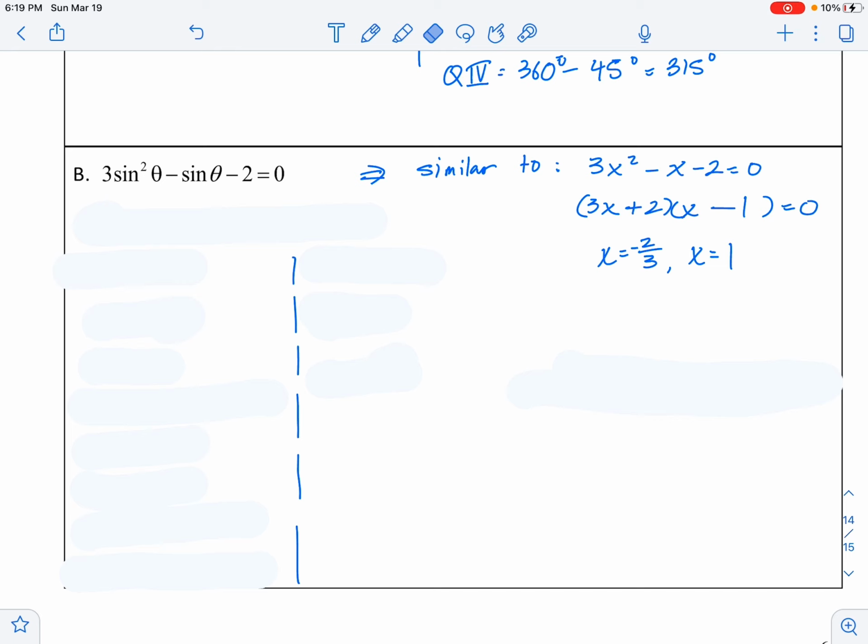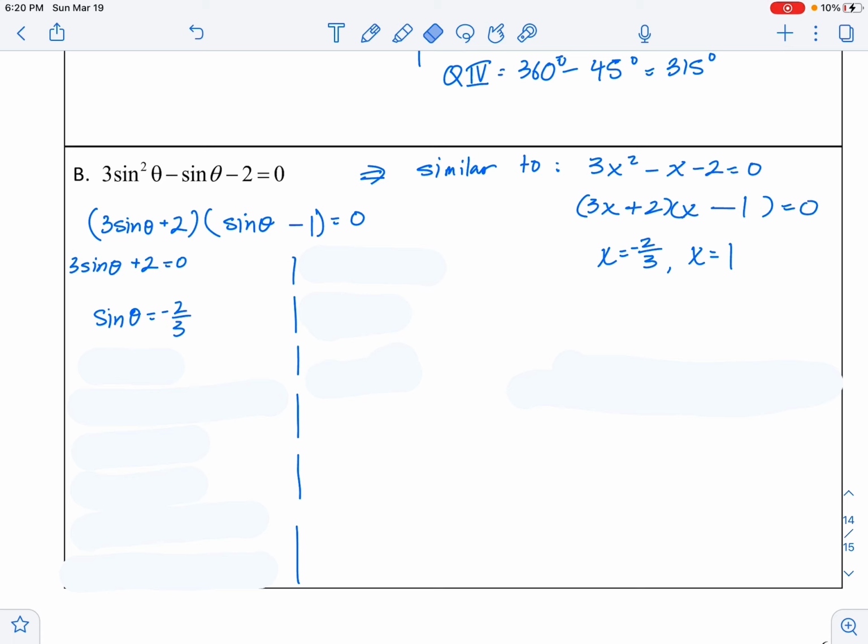So we're going to do the same thing with sine. I'm going to factor that so that it becomes 3 sine theta plus 2 and sine theta minus 1. I'll first set 3 sine theta plus 2 equal to 0. And when I solve for it, I get sine theta equals -2/3.